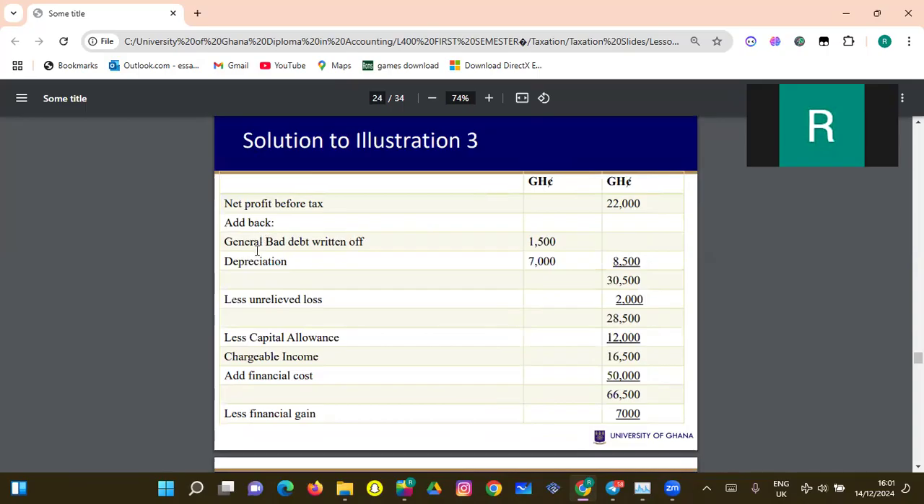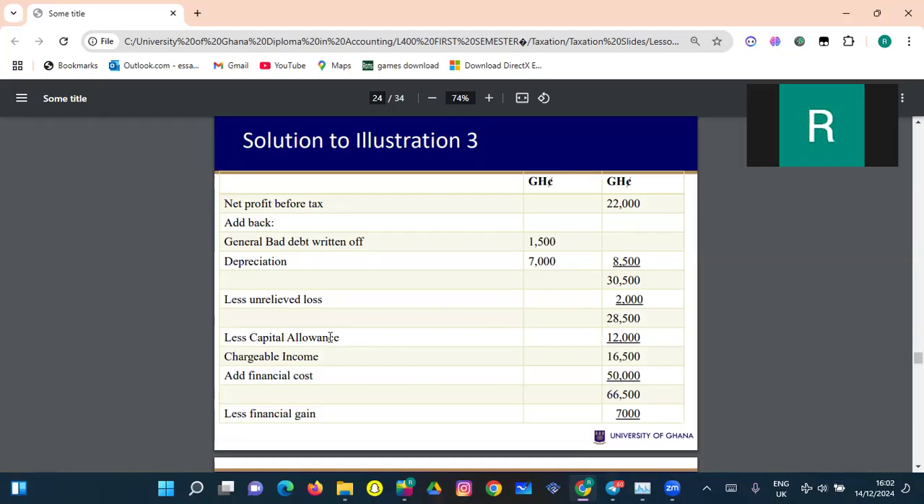Then we add back general bad debts written off and depreciation. These general bad debts are not allowable, right? We'll talk about it very soon. So we add it back, and then our depreciation is also not allowable. We add it back. So we come in and arrive at this amount, then we add it to this net profit before tax. We get our 30,000. So we less unrelieved loss 2,000, then we get this.